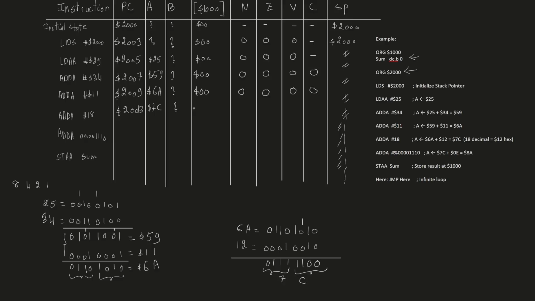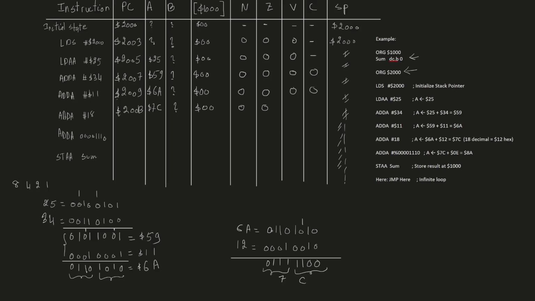B is still unknown. The content at 1000 is 0. And then from ADDA, all the flags get affected. So first, the most significant bit is 0. So that means the negative flag is 0. The Z flag, we didn't get 0 for the result, so this will be 0.